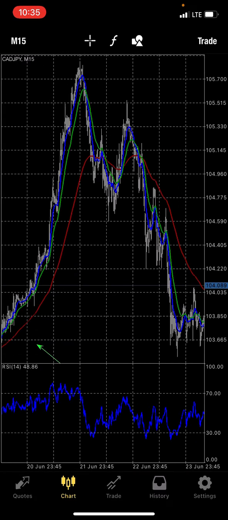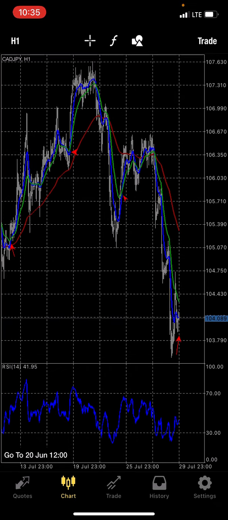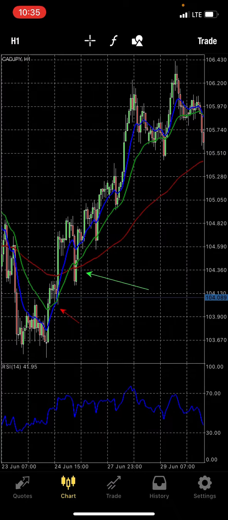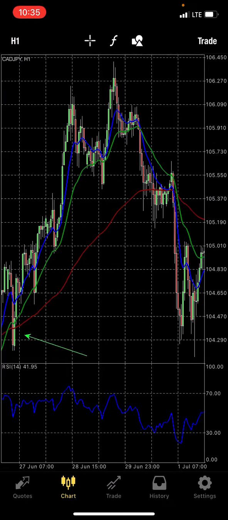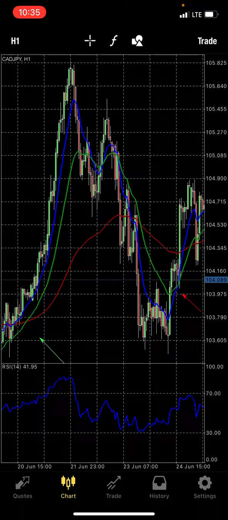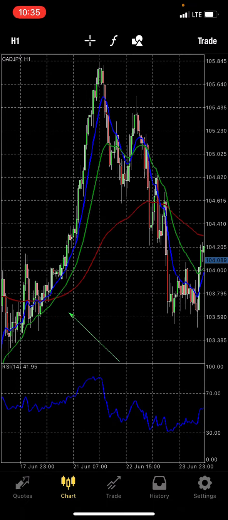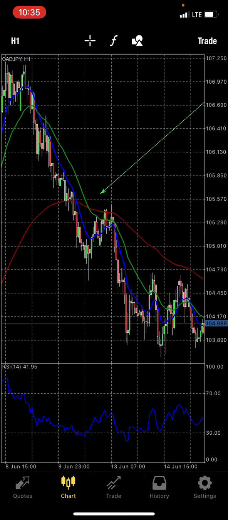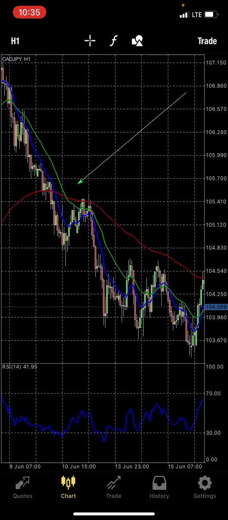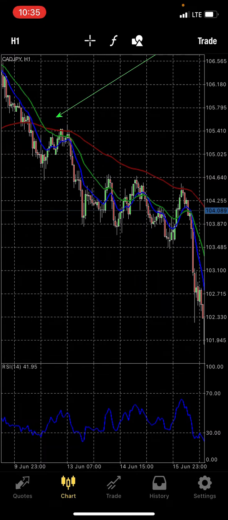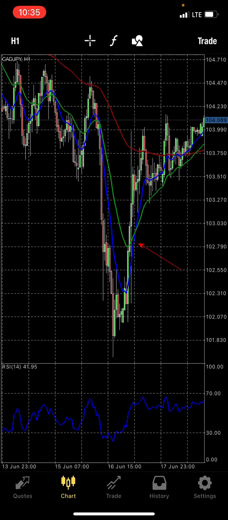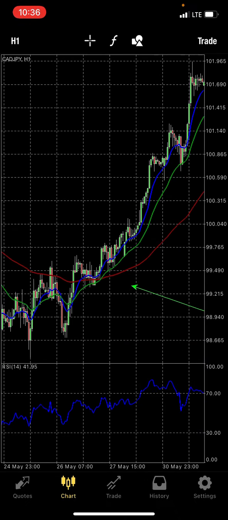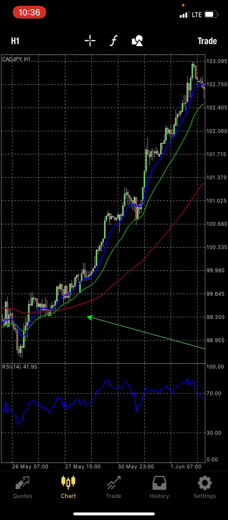All right, now let's go to a bigger time frame, the H1. Let's go through. Okay, green and blue crossing over the red, boom. Whole lot of pips. Green and blue crossing over the red, boom. A lot of pips. Green and blue crossing over the red on a reverse hook. It's going down, down, down. Look at that. Green and blue crossing over the red.